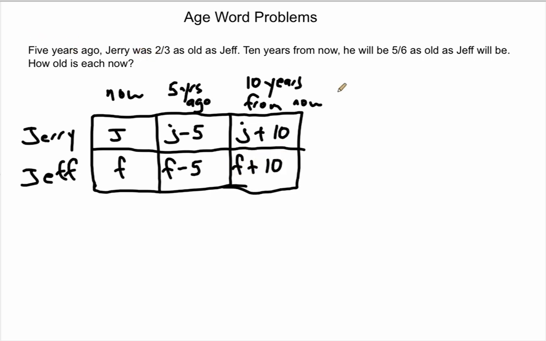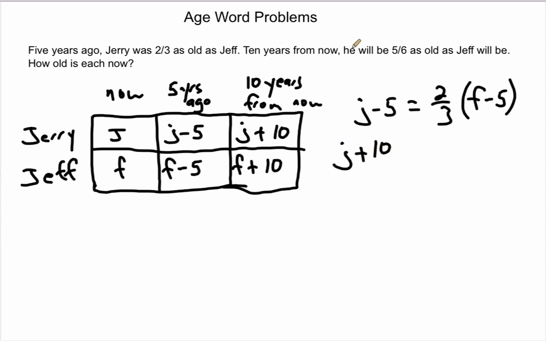So 5 years ago, now we're in this middle column, Jerry, so J minus 5 equals 2/3 as old as Jeff, that's F minus 5. Now remember, 2/3 has to be multiplied to all of Jeff, not just the F part. 10 years from now, Jerry, that's J plus 10, will be 5/6 as old as Jeff, which is F plus 10, remember. So now we have our two equations.